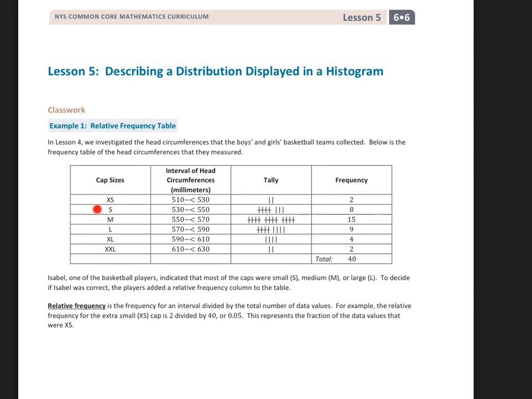And so that's simply a matter of a ratio. There's a total of 40, right, or a fraction. There's a total of 40, and only 2 of the times it was extra small. So the relative frequency of extra small is 2 out of 40, which is 1 out of 20, which is 0.05 or 5 hundredths. So the relative frequency is how many times something happens based on the total amount of data or total frequencies.